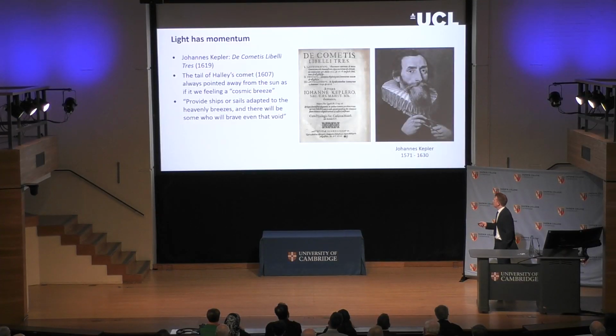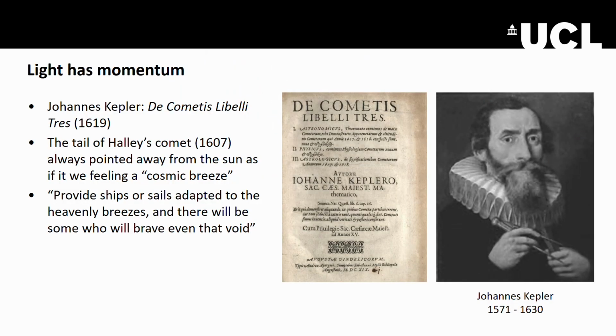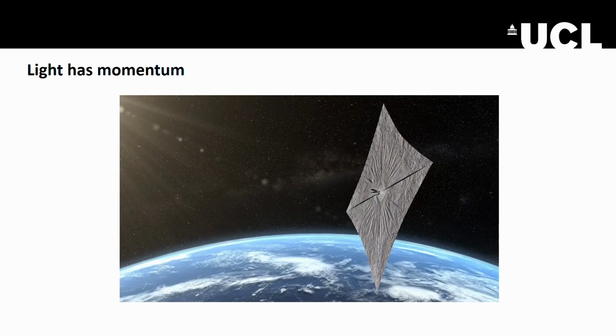And he described this as, well, this must be due to some action of light from the sun, and described it as though it were a cosmic breeze. And in fact, he wrote in a letter to Galileo, actually, that if one were to provide ships or sails adapted to the heavenly breezes, there will be some who will brave even that void. Okay? Predicting, if you like, the use of what we now know as the solar sail.